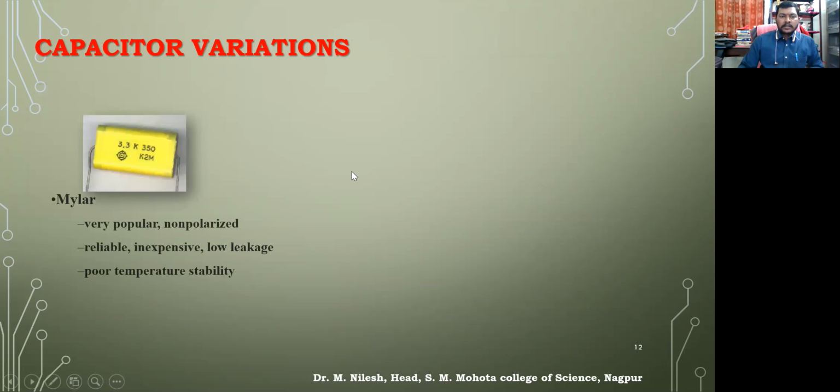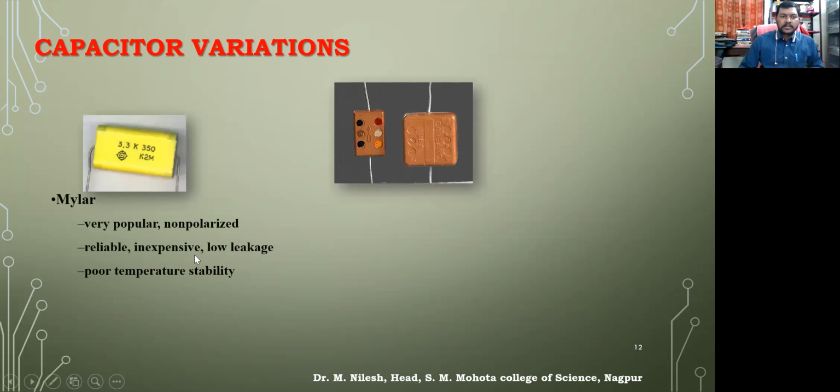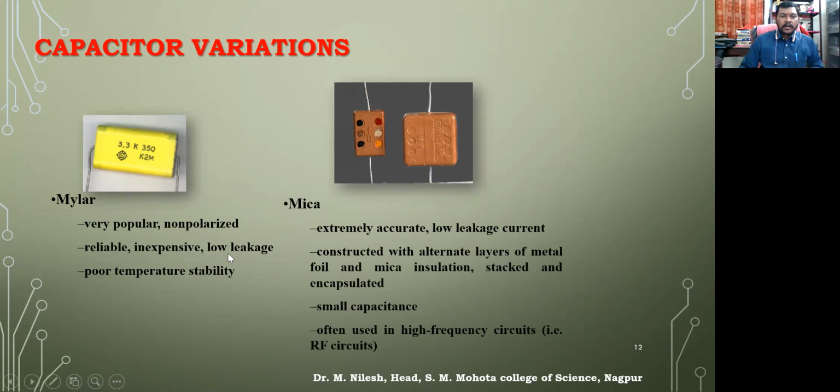Then these are some more capacitors. These are called Miller capacitors. They are very popular, also non-polarized, reliable, expensive, and non-leakage, with poor temperature stability, meaning as the temperature increases or decreases in the environment, the capacitance also varies accordingly. These are called mica capacitors. Mica is placed in between the two plates, and it forms the mica capacitor. They are accurate, they have low leakage current, and these are small capacitors. Still, they don't have any polarity. So these are some sorts of capacitors.